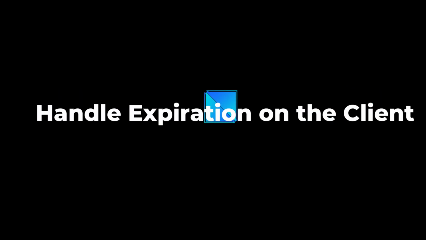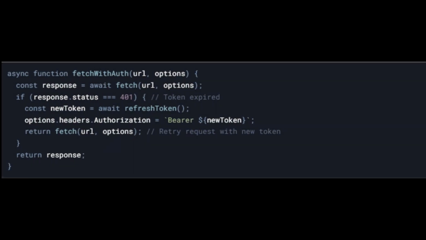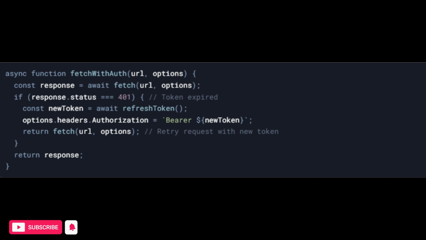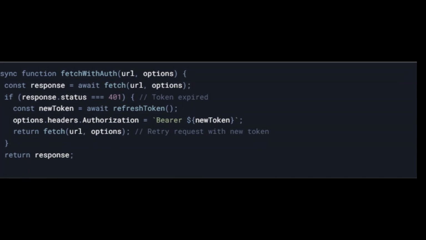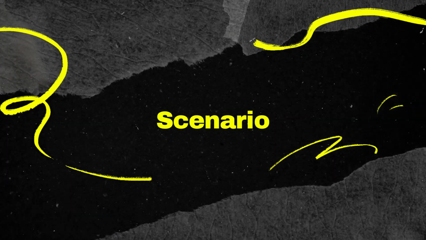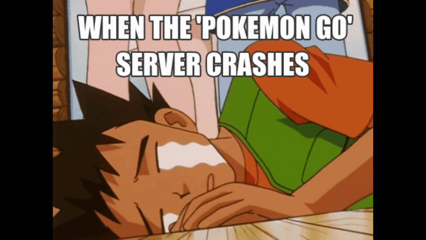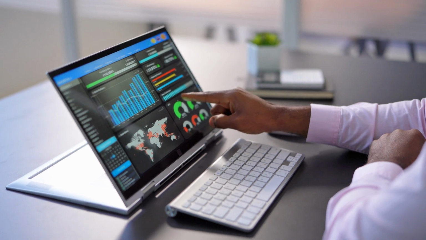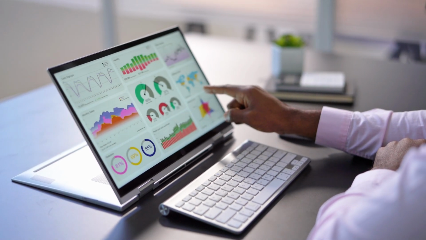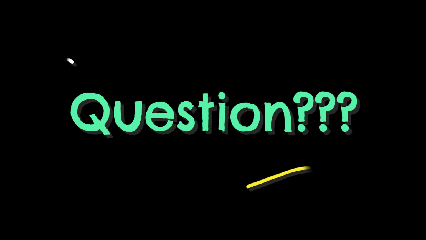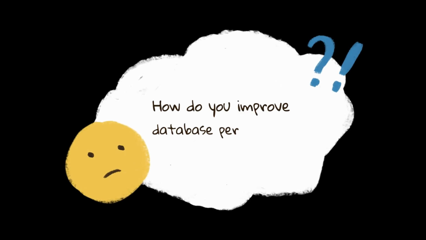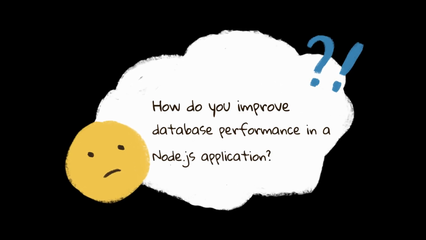Handle expiration on the client. On the client side, detect token expiration and either prompt the user to log in again or automatically refresh the token. Scenario. Your API is slow, and the culprit? Your database is working overtime like a caffeine-fueled intern. Question. How do you improve database performance in a Node.js application?